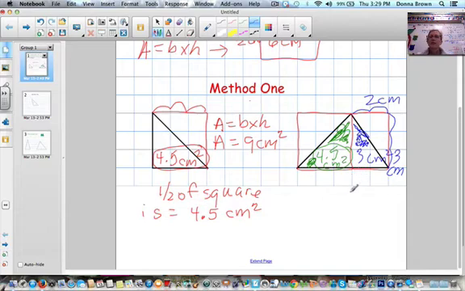And now all we have to do is add those up. So we've got 4.5 plus 3, which gives us 7.5 square centimeters for the entire triangle. So this is called the rectangular method for figuring out the area of a triangle.